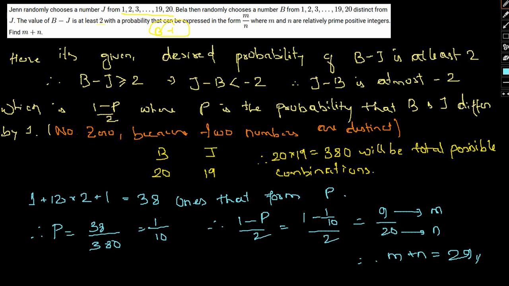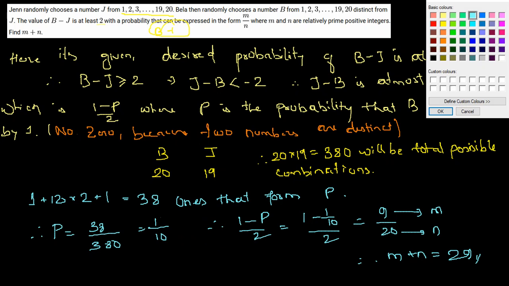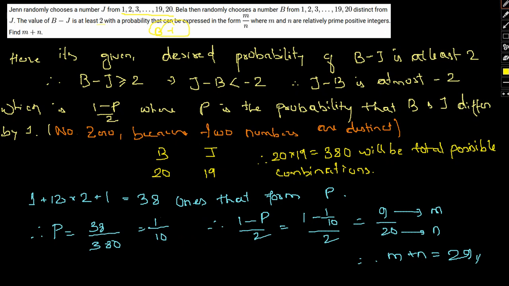Okay, so this 1 by 10 is basically the value of P. Now that we have found the value of P, what we need is the value that will in turn give us M by N. So we put the value of P into (1 minus P) by 2, so that we can get the result. So 1 minus 1 by 10, divided by 2, comes out to be 9 by 20, where 9 would be M and 20 would be N. So M plus N would finally give us 29 as our answer.